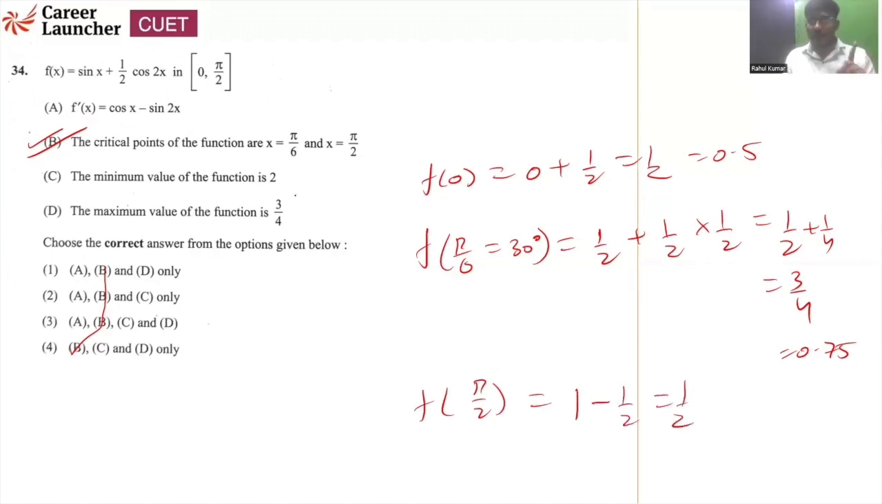So now the minimum value of the function can't be 2, or it can be 2. Let me check this thing. Yes, it can't be 2. But the maximum value of the function is 0.75. Statement D is correct. So first we'll remove the statement C, and by default, option 1 is the correct answer.